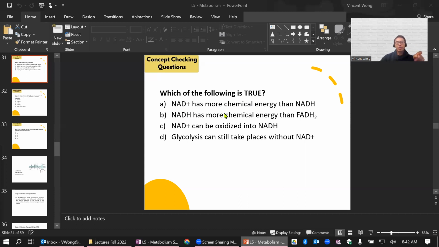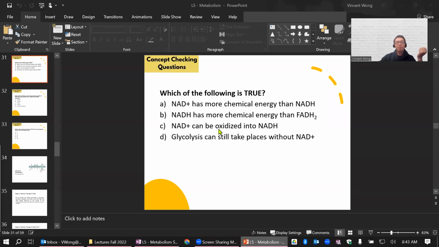B, NADH has more chemical energy than FADH2. I literally just told you that a minute ago, right? Each NADH can make 3 ATP, and each FADH2 can only make 2, right? That's why this is the true statement.